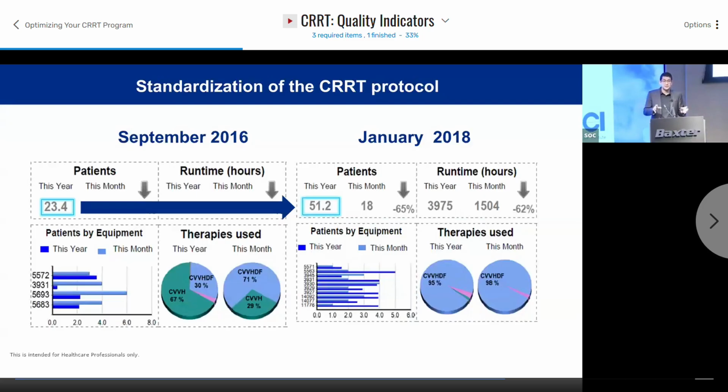And the phase was not a single person, it was a team. And the ICU, the intensivists started to trust more in the program and call more for CRRT, more consultations. So we really, in a few months, were able to double our operations on CRRT.